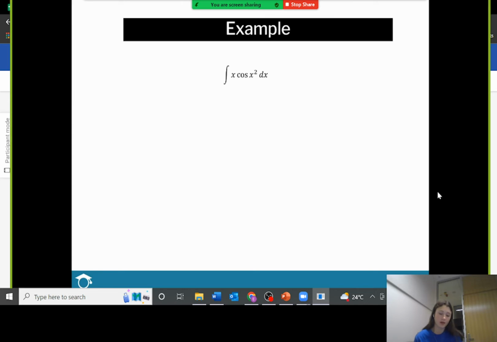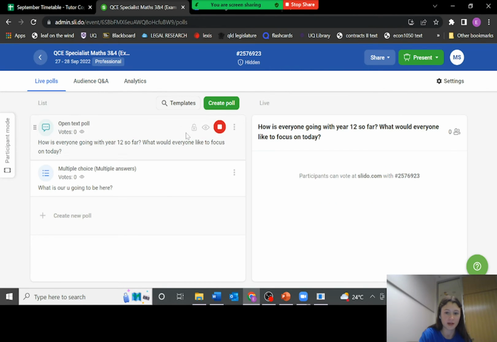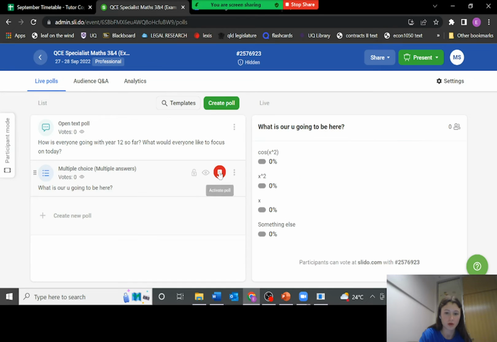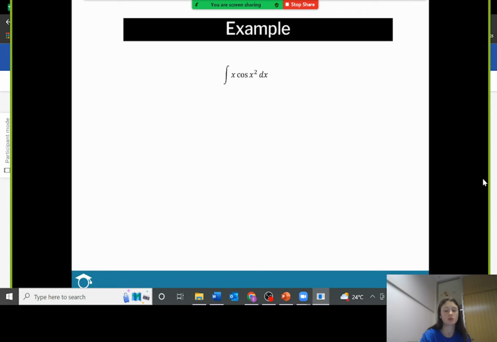Okay, here is our example here. If anyone is up for it, you could tell me what our u is going to be in this case. So we have the integral of x multiplied by cos x squared.